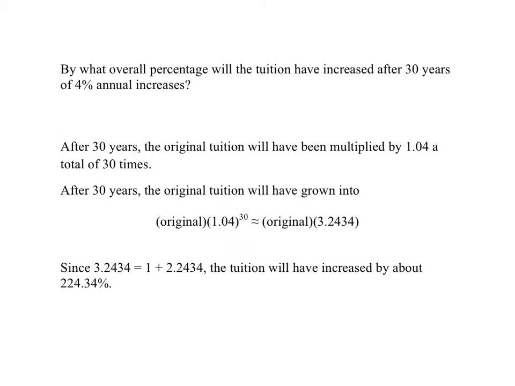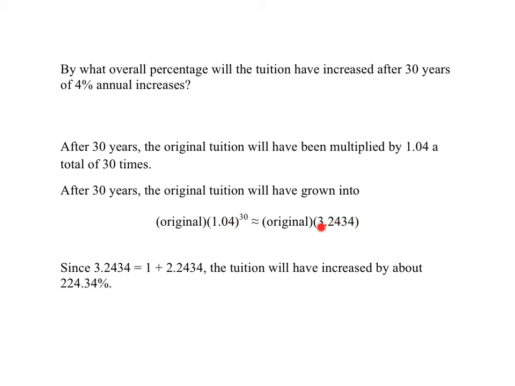How does this work for 30 years of growth? Well, it's the same thought process. After 30 years, the original tuition will have been multiplied by the 1-year growth factor 30 separate times. And that's equivalent to being multiplied by one number that's computed as 1.04 to the 30th.